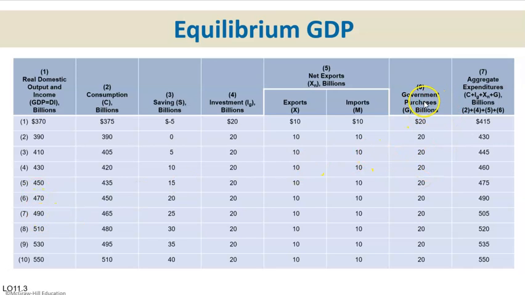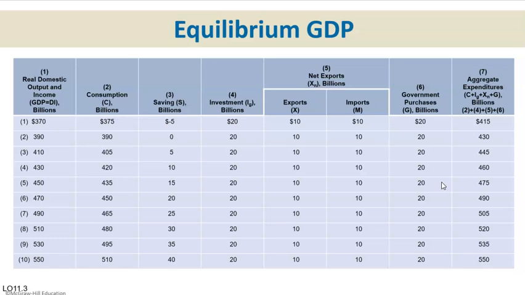And then the next one, government purchases. This is also constant and it's not going to vary as GDP varies. And that's because the government purchases or government spending is based on the decision makers in the government. So it's going to be based on the Congress's decision.